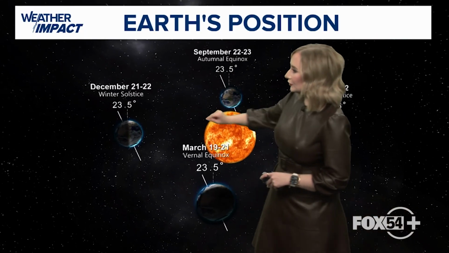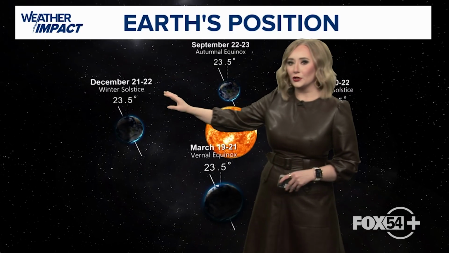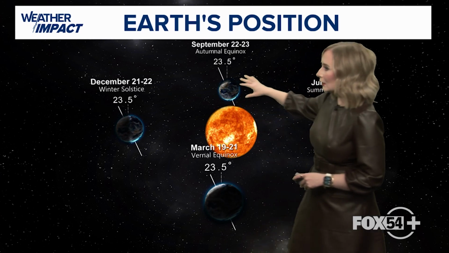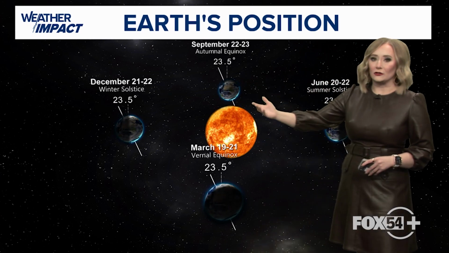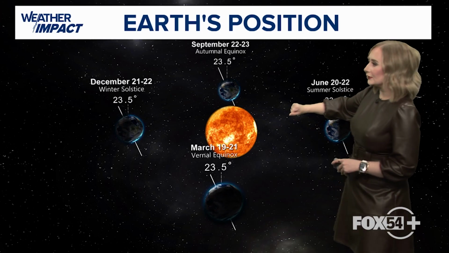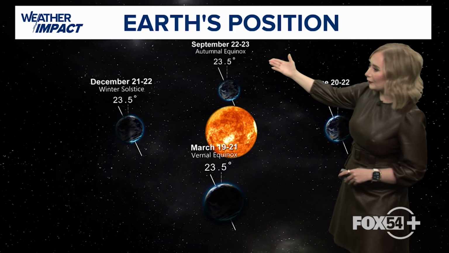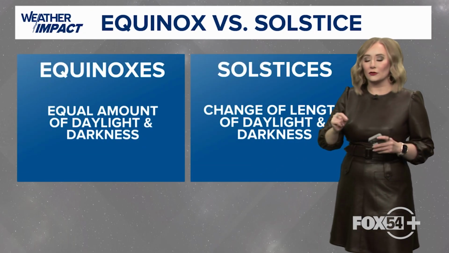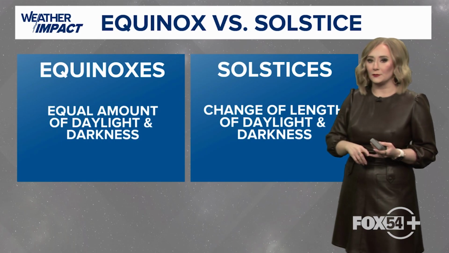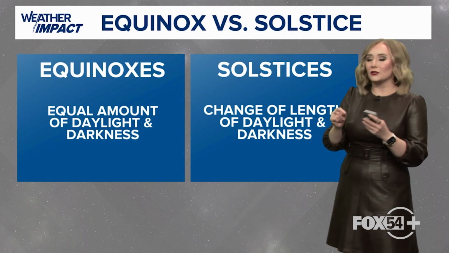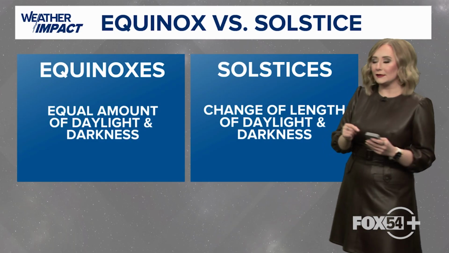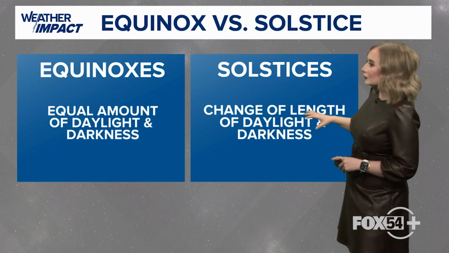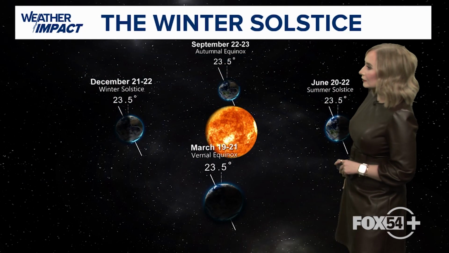So here's your winter solstice, here's your sun. Winter solstice usually occurs around December the 21st or the 22nd. It varies each and every year. All seasons, we're going to be tilted at 23.5 degrees, so that never changes. And of course, you go through the different seasons. You've got fall, summer, and of course, spring. So the equinox versus the solstice. You hear us talk about two different types of those as well. The equinox is where we have an equal amount of daylight and darkness, versus a solstice, which is what winter is going to be. That's the change of the length of the daylight and the darkness.